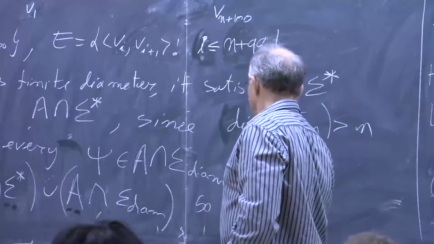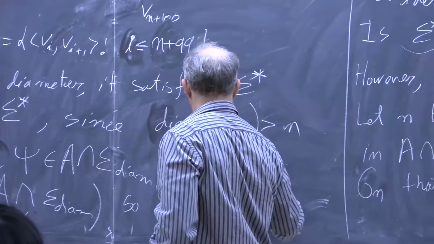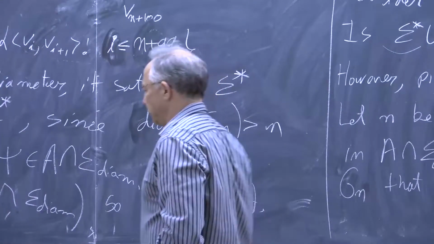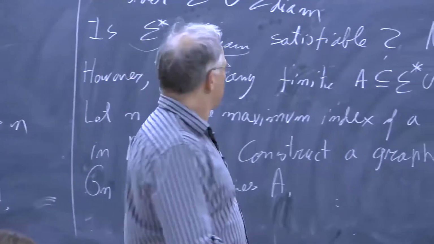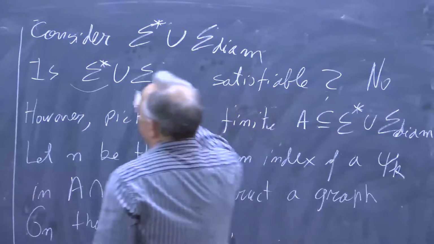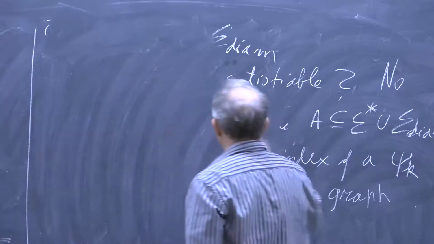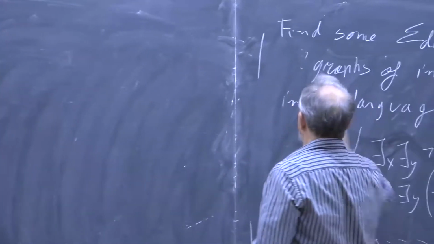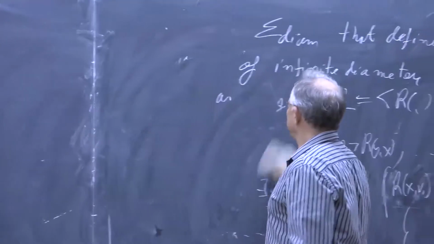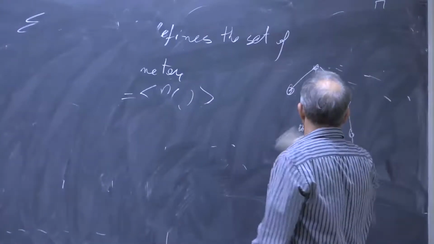Right? So Gn satisfies A. So we had the same argument for both proofs, for the proof that the set of finite structures is not definable, and for the proof that the set of graphs of finite diameter is not definable. And both of them use compactness.